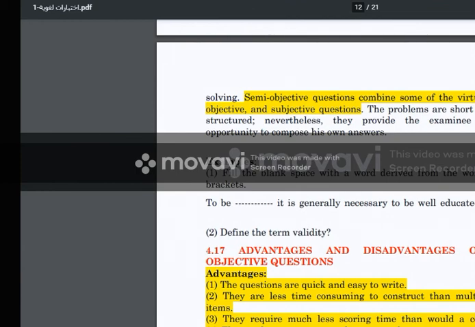For example, I ask you to write an essay or composition related to a specific topic. So in order to answer this question, what do you do? What do you need to do?